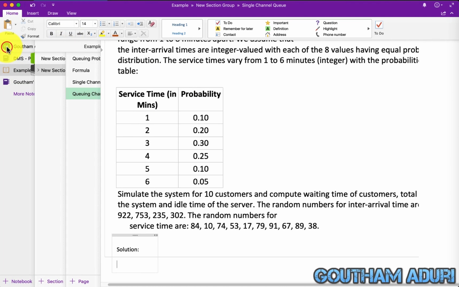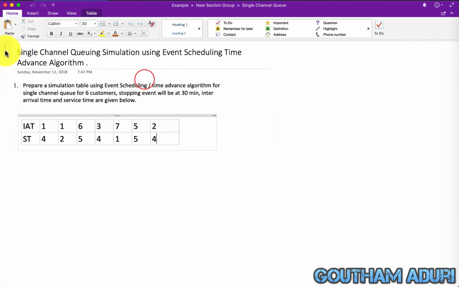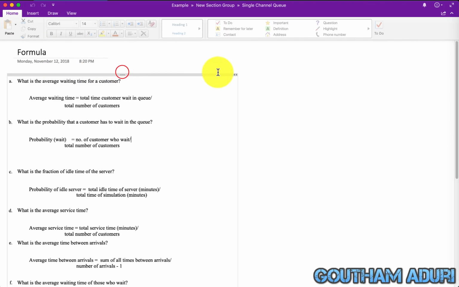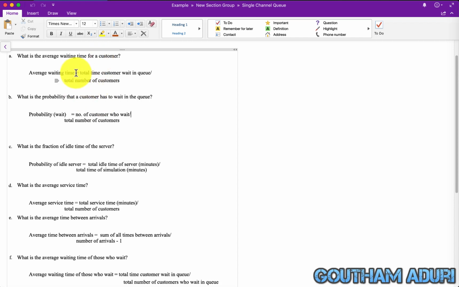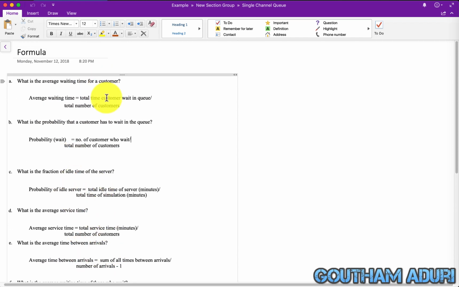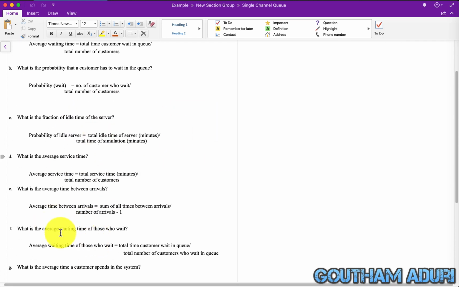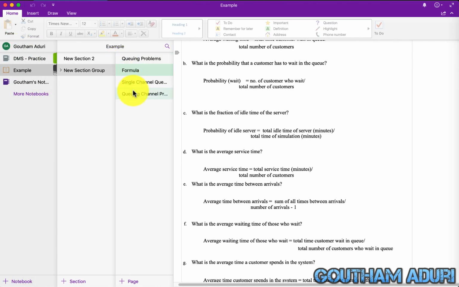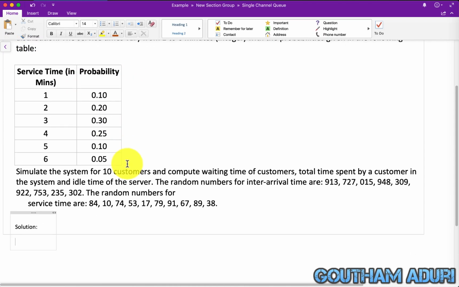For calculating the different ranges, there are formulas. I know you have already seen in the textbook the average waiting time, total waiting time. These are the 7 things that you have to keep in mind. After drawing the table, you have to calculate whatever things they ask in the question, like average time between arrivals, average waiting time. So these are all there. Let me go back again.